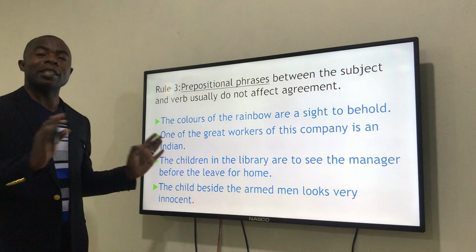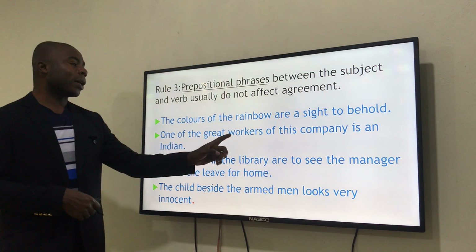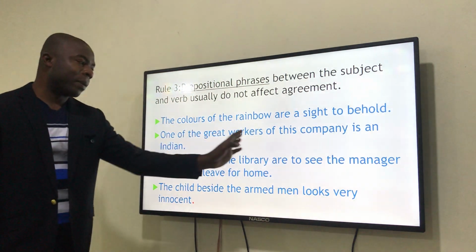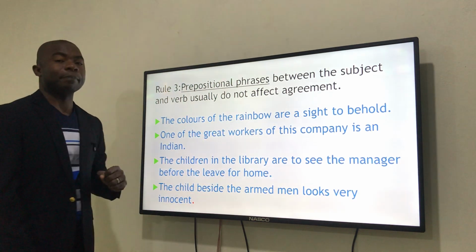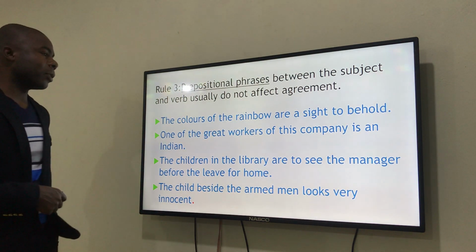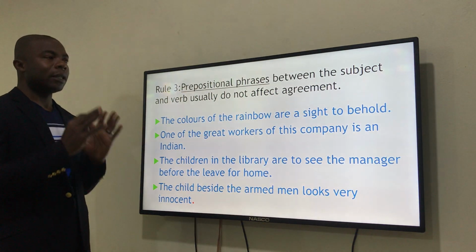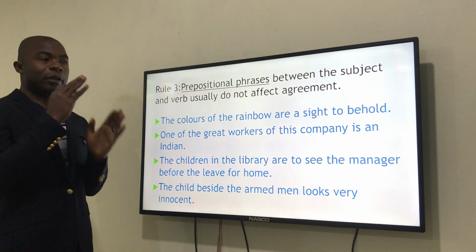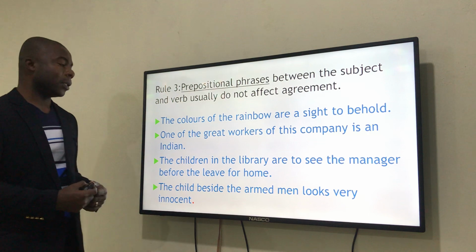Even that, it does not affect the number of the subject. So one of the great workers of this company is an Indian. If you take away the prepositional phrase, you have one is an Indian. One is an Indian. So one of the great workers of this company is an Indian. You don't mind the prepositional phrase. You focus on your subject, its number, and you make sure the verb agrees with it also, of course, in number.